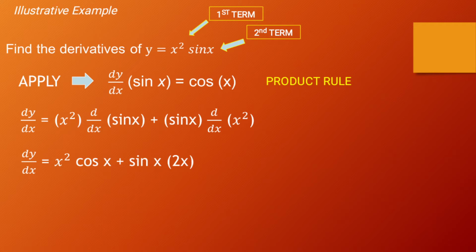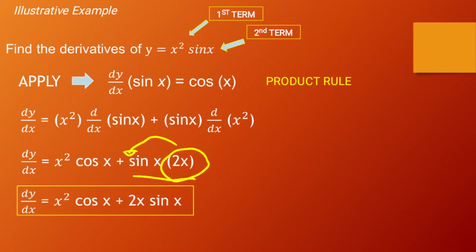And on this portion, we'll just have to simplify this. Just put this 2x on this part here. And our final answer will be dy over dx equals x squared cosine x plus 2x sine x.